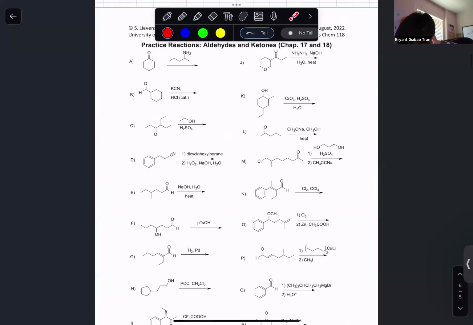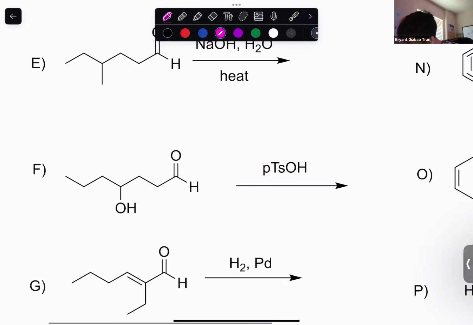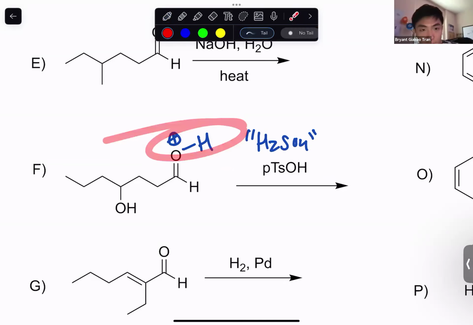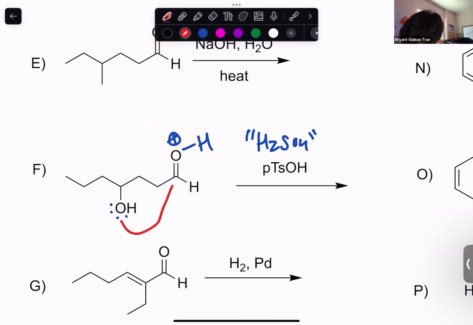F right here. Okay. So whenever you see PTSOH, think of that as acidic conditions, right? Think of it as like H2SO4. And if we're in acidic conditions, this carbonyl oxygen here is going to be protonated. That's the most acidic oxygen right there. And when this carbonyl oxygen gets protonated, we are activating this electrophile. We're converting that weak electrophile into a strong electrophile, whereas this weak nucleophile here, the alcohol, can then attack that electrophile and push the double bond over onto the oxygen.